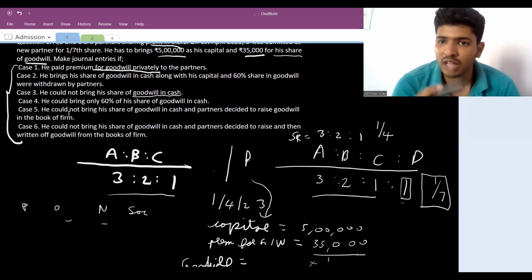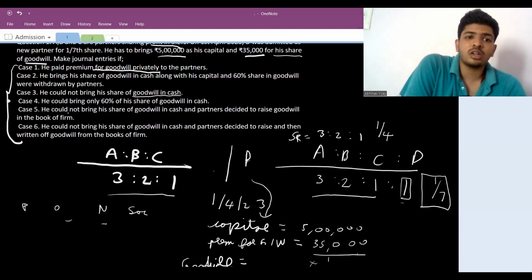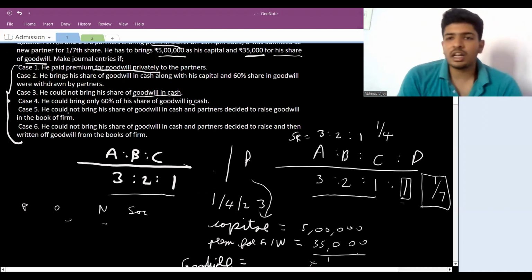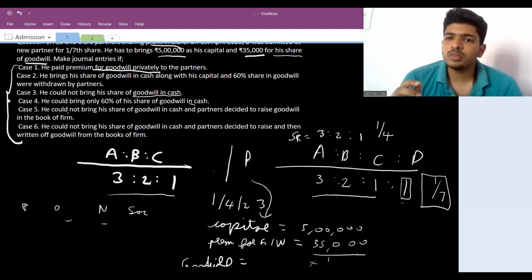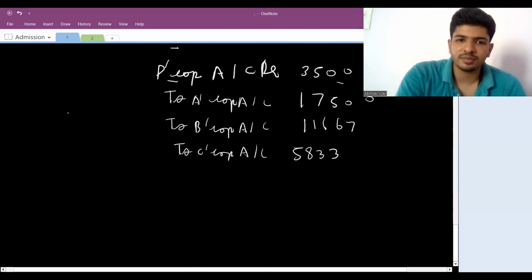Because this is where people actually lose marks. Because other entries you can do easily, and all the ledger preparation will be easy. It's a simple concept. But this is where the examiner can trouble you. But now he can't trouble you because you have learned the proper way. Now, he could only bring 60% of his share of goodwill in cash. So what did I tell you? Whenever he can't bring in some amount of goodwill, you just pass entries for how much he can bring. First, let him bring whatever he can.